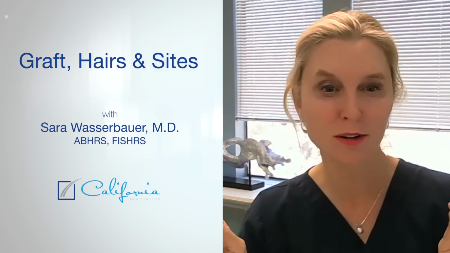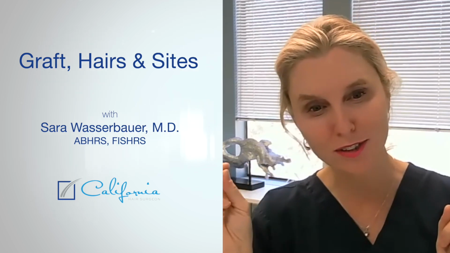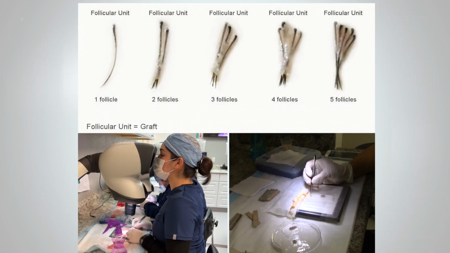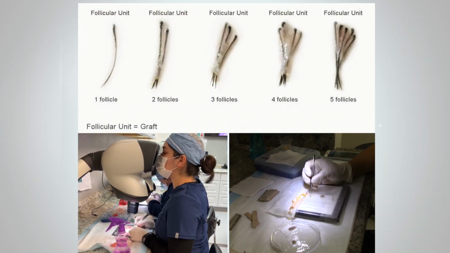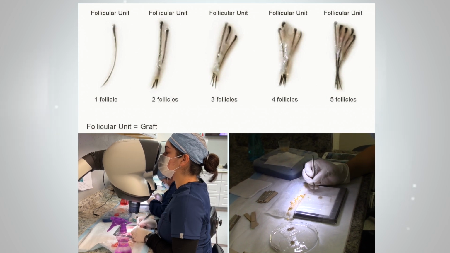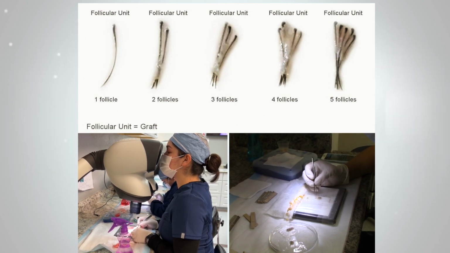Your hair doctor should know. If you're a professional in this industry, you should know what you're putting in people's heads. So you should be counting every graft and how many hairs are in each graft. If you are doing either a linear or an FUE surgery, you will see that grafts underneath the microscope have 1, 2, or 3 hairs.